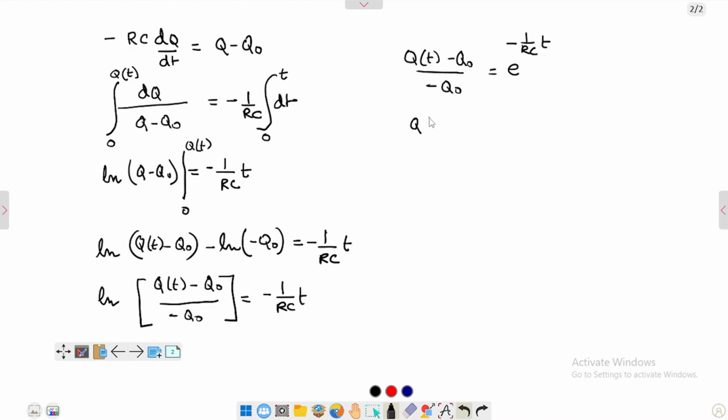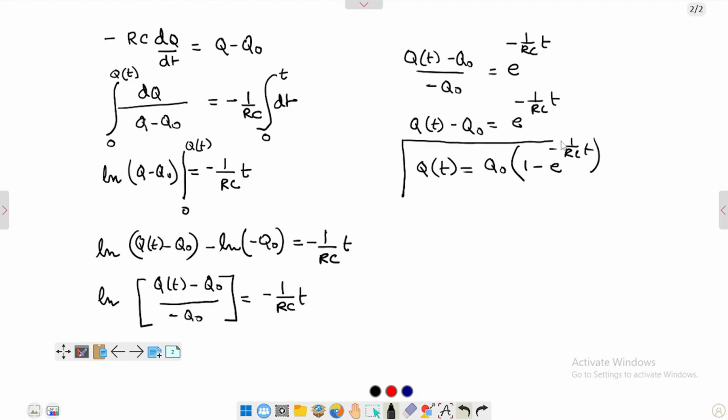So the next step will be Qt minus Q naught equal to e to the power minus 1 by RC t. So finally, the charging of a capacitor equation is Qt equal to Q naught times 1 minus e to the power minus 1 by RC t. So this is the equation which represents the charging of a capacitor. Now if I get the charging of a capacitor equation, I can find out the total current flowing through the circuit, the voltage drop across R, and the voltage drop across the capacitor.